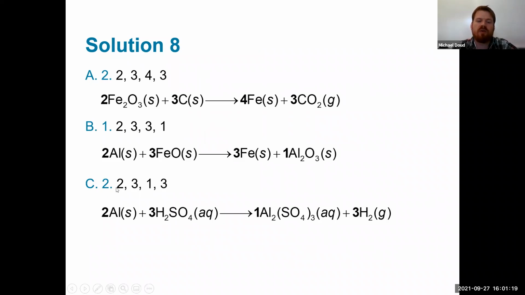So 2 moles of aluminum react with 3 moles of sulfuric acid to produce 1 mole of aluminum sulfate and 3 moles of hydrogen gas. So that's how we balance chemical equations. Make sure to give this some practice in the homework down below, and I will see you very soon.